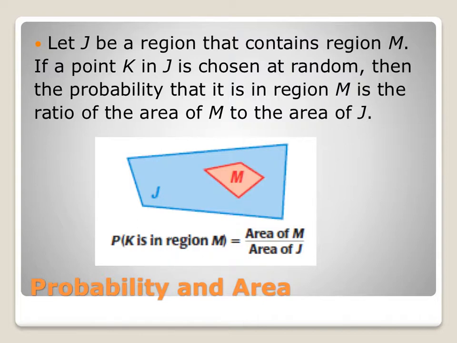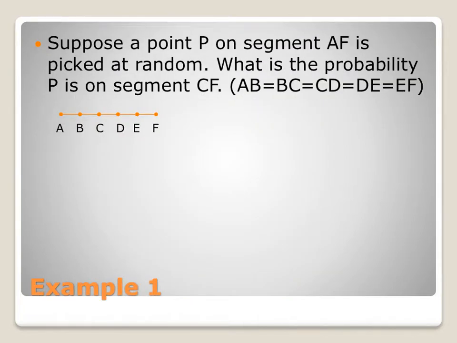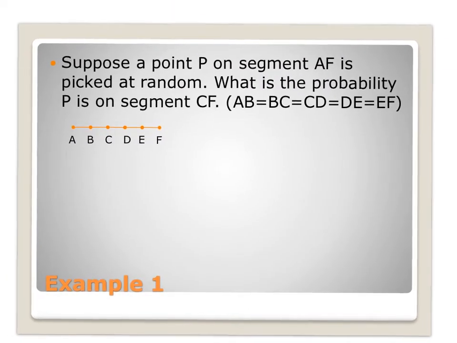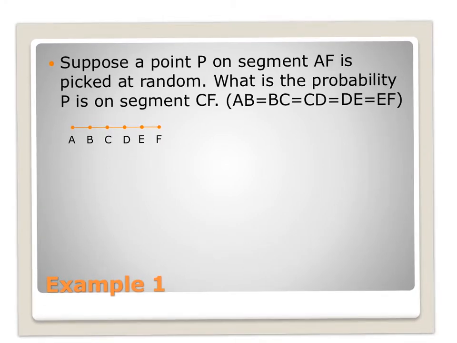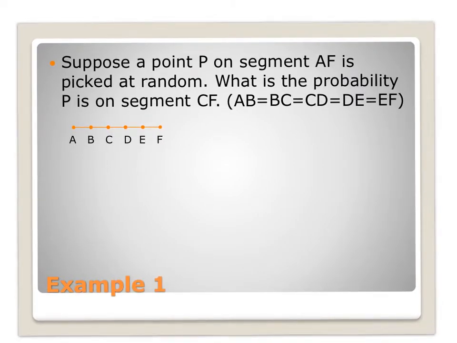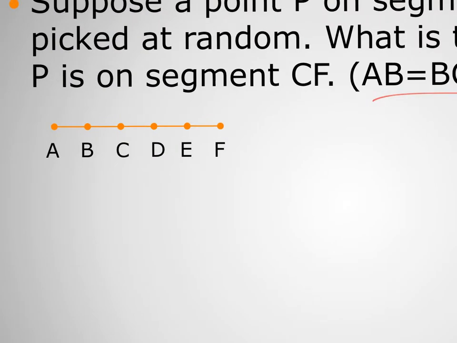Questions so far? All right, here's an example with an actual segment, no measurement, but a way to figure it out. Suppose a point P on segment AF is picked at random. What's the probability that P is on segment CF? It doesn't give you any measurement, but it does give you important information: all of these segments are equal to each other.